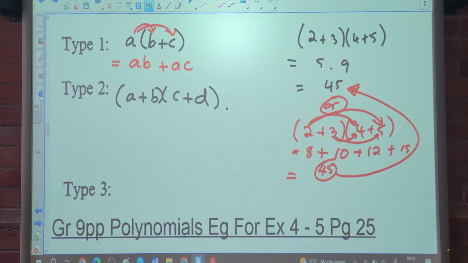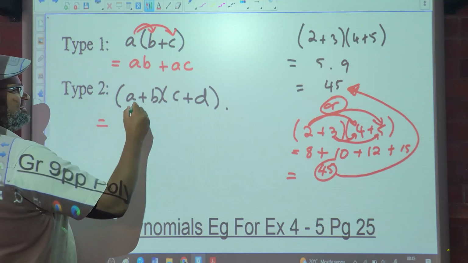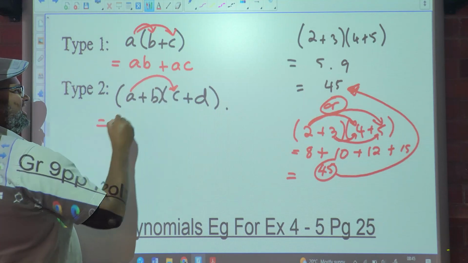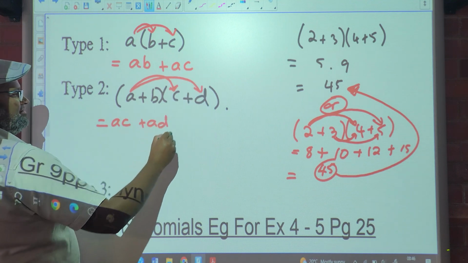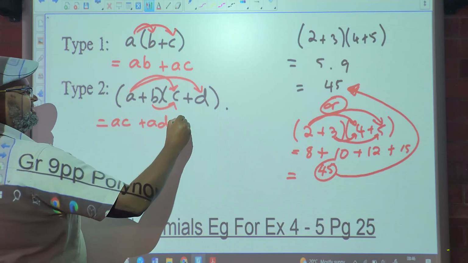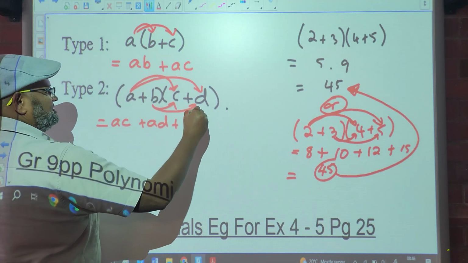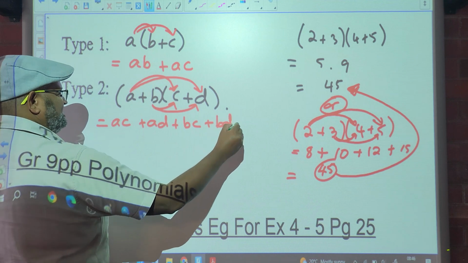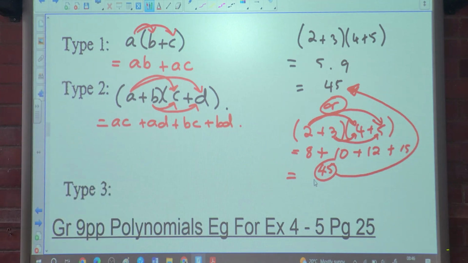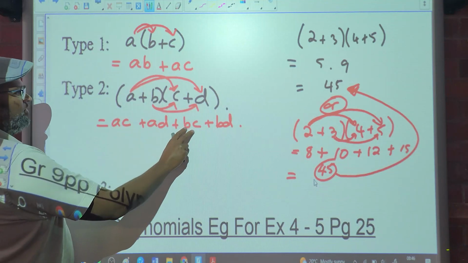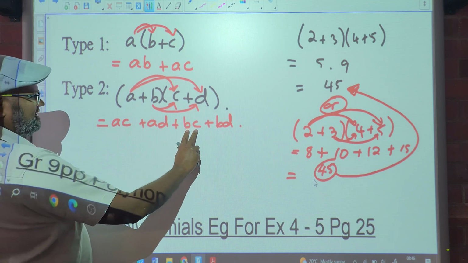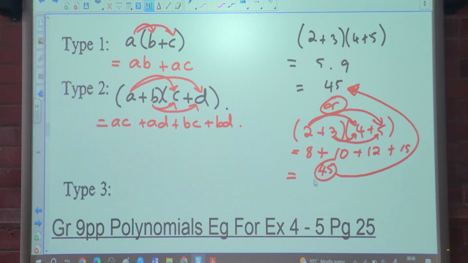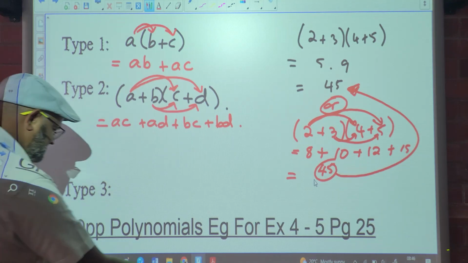You understand now, Pumla? Alright, so let's go. What do we get? A times C is AC. A times D is AD, plus B times C, BC. D times B, BD. And AC is a like term to which one? No one. AD? Yeah. So that's your answer there. Do you guys understand? Yes, sir. Easy.